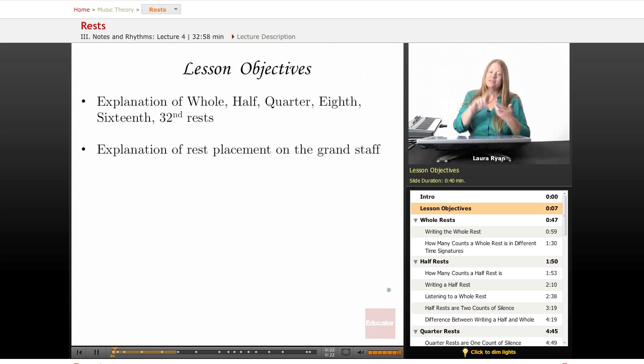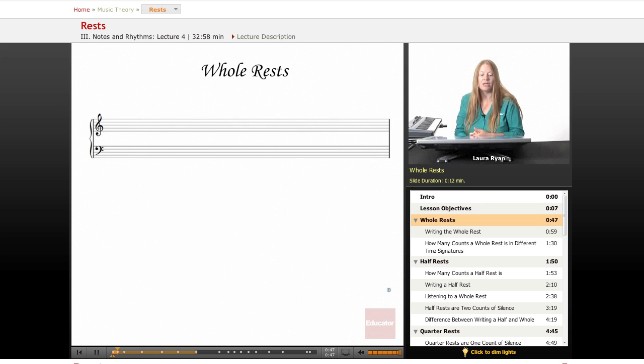We have whole rests, half rests, quarter rests, eighth rests, 16th rests, and 32nd rests. There are rests that last longer and shorter, but that's pretty complicated, so we'll just stick to the amounts I just announced, and that's enough. And then we'll also explore where to write the rests on the staff. Where is a good place to put the rests so that visually it's within the flow of the other notes and other rests that are happening.